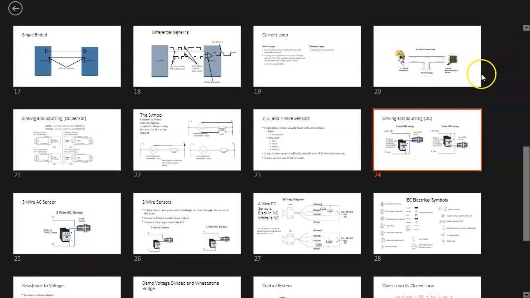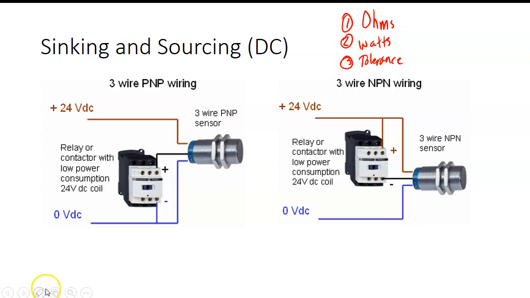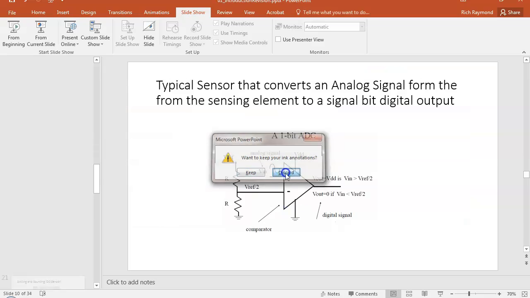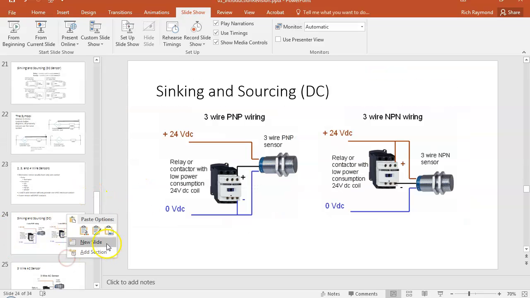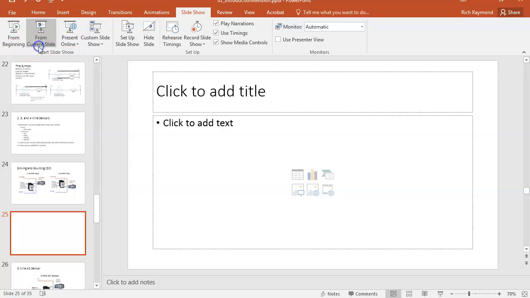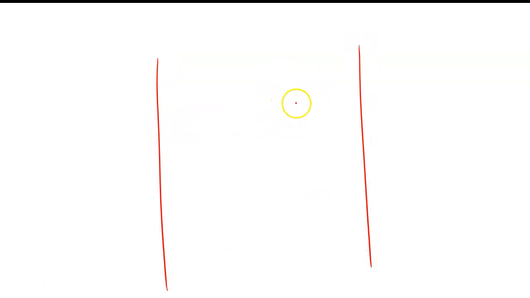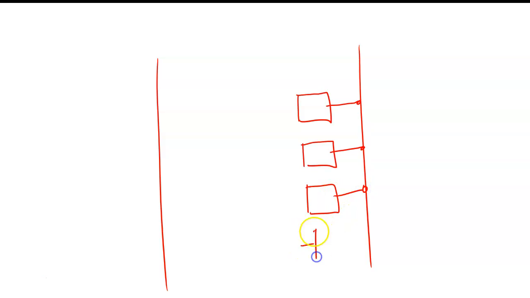In fact, this would probably be better if I do it on another slide. So here I've got a wire, here I've got a wire. Here I'm going to have my PLC. My PLC inputs are going to be connected to its common. And then I've got a common over here I'm going to connect to my sensor.